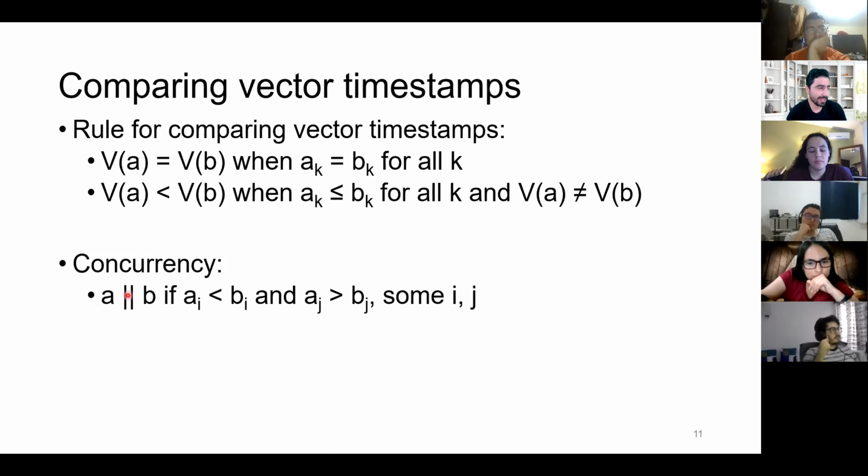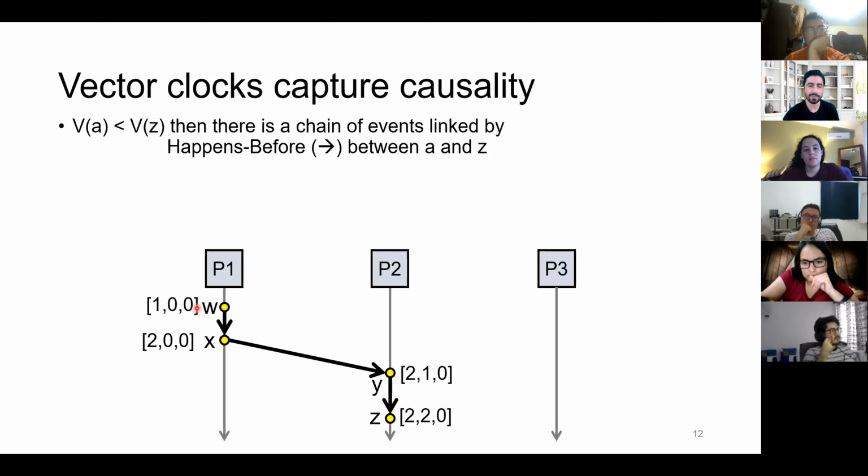Concurrency: when A and B are concurrent, as I said, we show it with this notation. It means A is not smaller than B and B is not smaller than A. What I want to say here is that we cannot compare two different vectors. Let's go back to the example that we were talking about, so it's much clearer here.